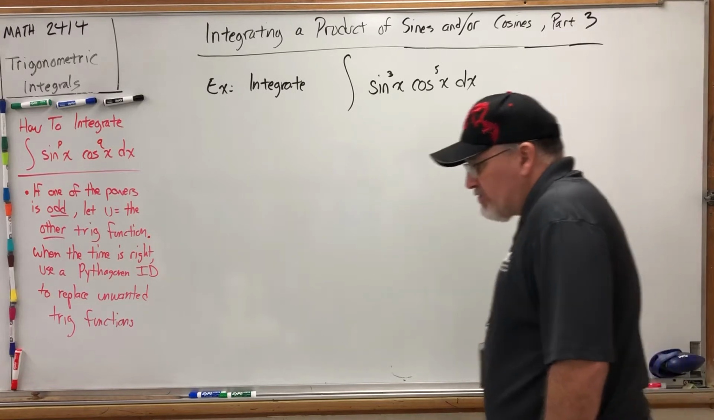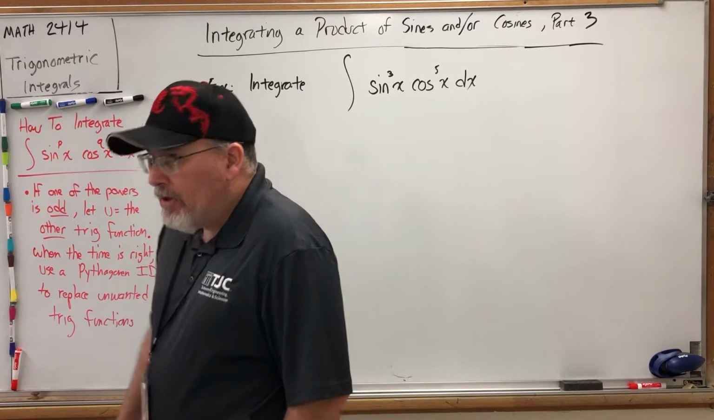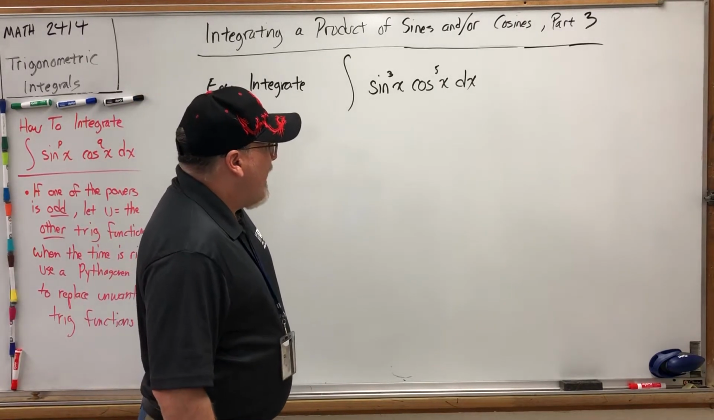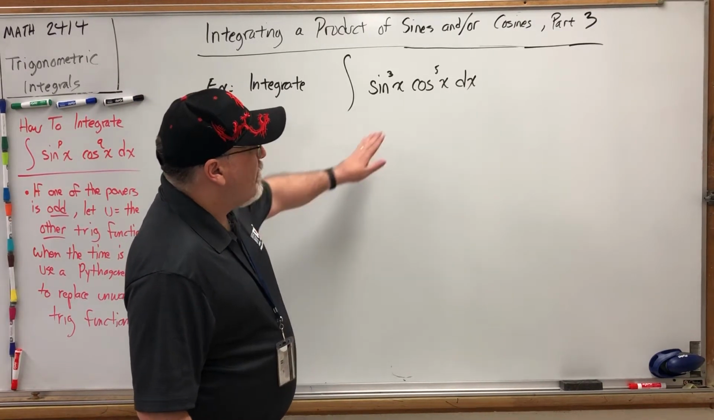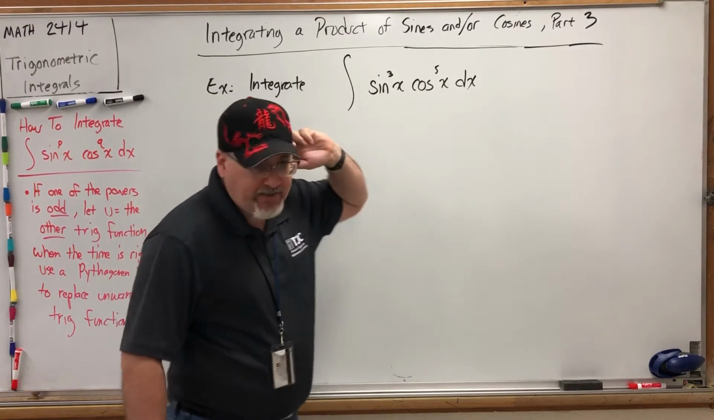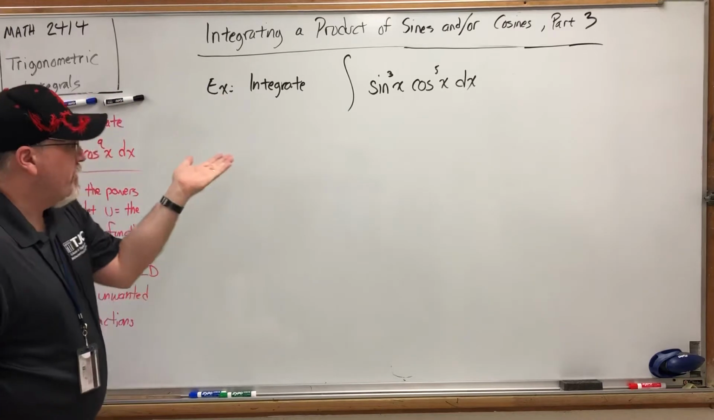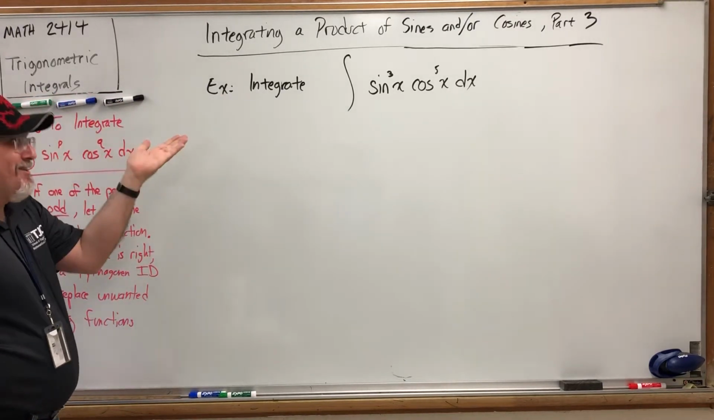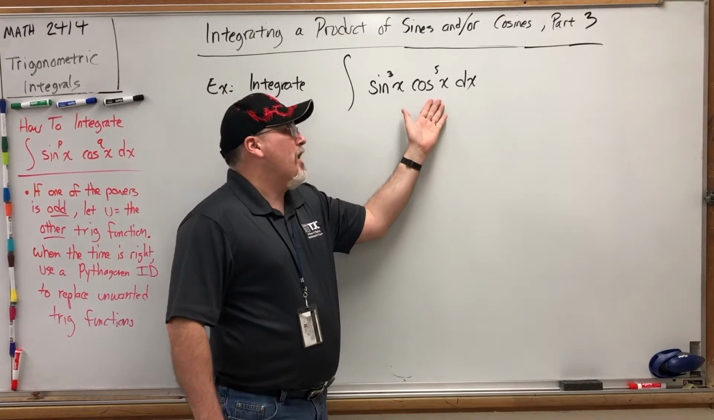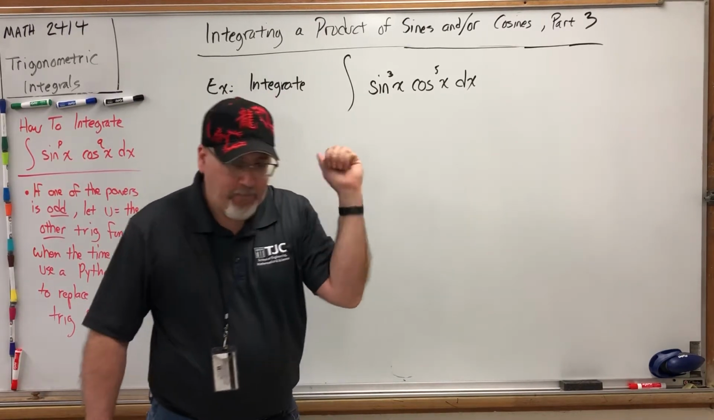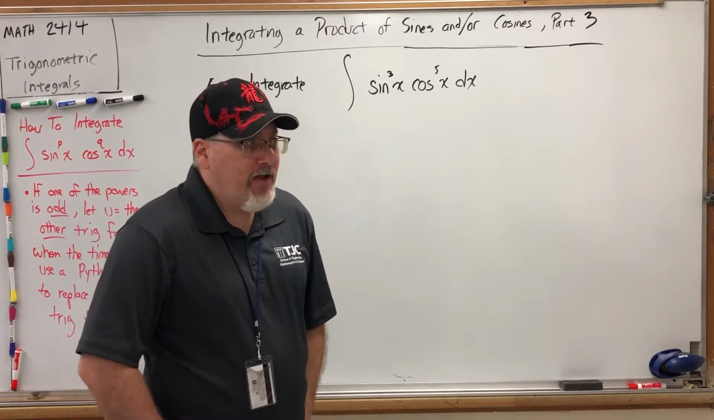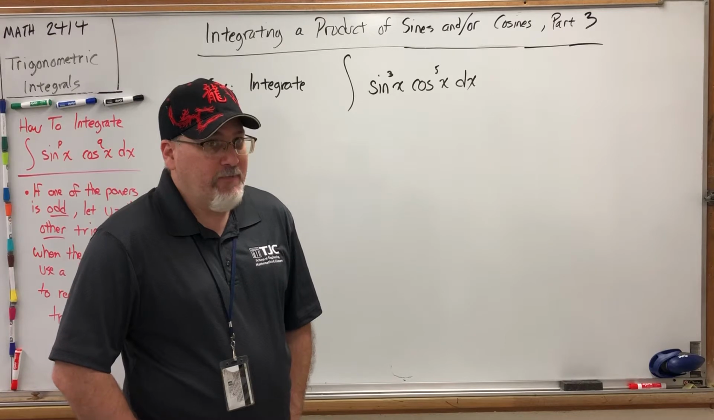The answer is you can't go wrong, because the whole premise is to let u equal one trig function and then borrow one from the other for the du package, leaving those even and using a Pythagorean identity. So technically on this one, I could treat the sine as the odd power and let u equal cosine, or I could treat cosine as the odd power and let u equal sine. So they both will work. But is one better than the other? And the answer is absolutely.